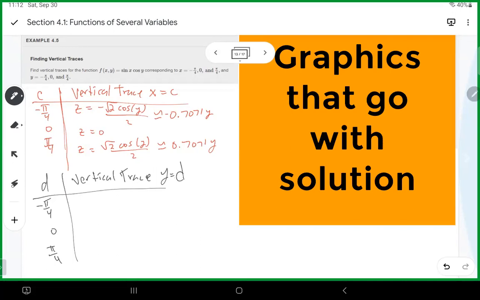Okay, so we would have z equal to the square root of 2 over 2 sine x, which would approximate to, oh, I dropped off my cosines in the top. I knew something looked off.